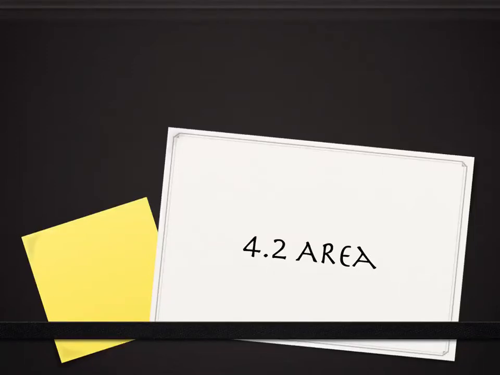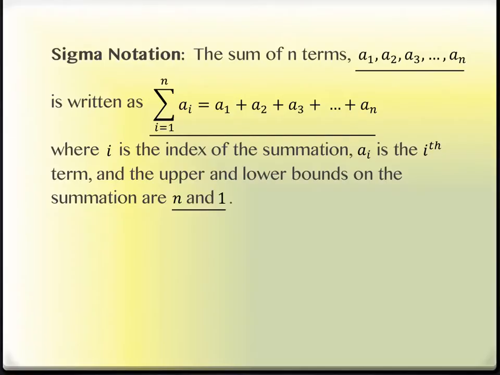Section 4.2 is titled Area, and it's going to feel like we have taken a complete detour and it looks nothing like what we've done in the other sections. I'm going to just tell you that right up front. You're going to be like, what are we doing? It's okay. We'll make connections to what's going on between these sections as we move forward. But for today, we're going to take our attention to something called sigma notation.